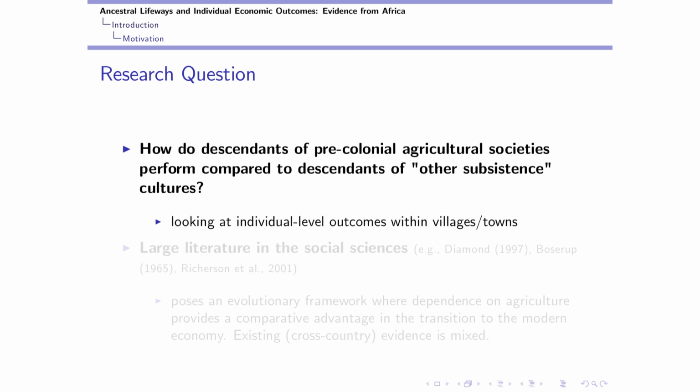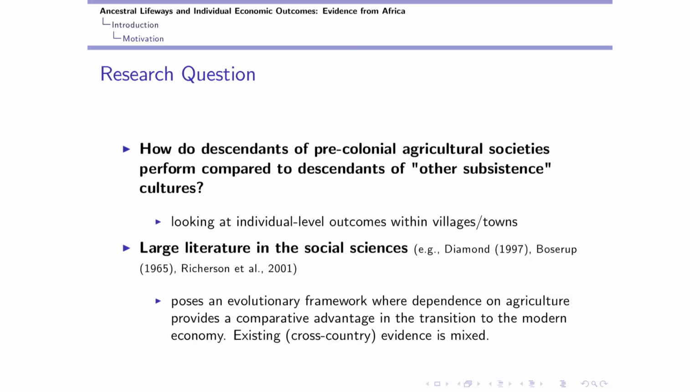We're going to look at individual level outcomes within villages today in Africa. And when we think about villages, actually it's not only villages, it's also going to be about towns. It's also going to be about urban places in, let's say, the modern sector. Now, why are we looking at this?